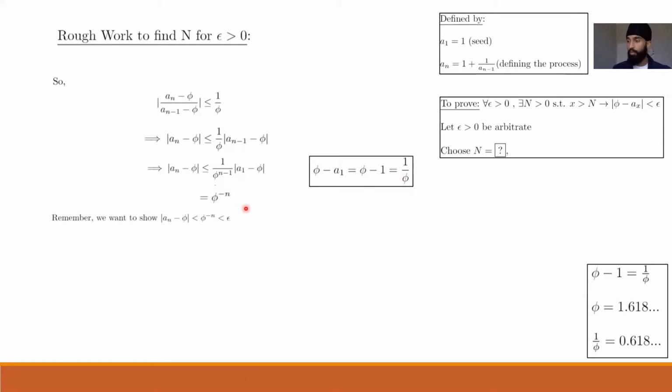So remember what we wanted to show. This was less than epsilon, right? So this is less than phi to the minus n. So we just choose n to be negative log epsilon over log phi, which is actually greater than 0 whenever epsilon is less than 1, which is not an issue because we always consider epsilon tending towards 0 anyways. And we are done.